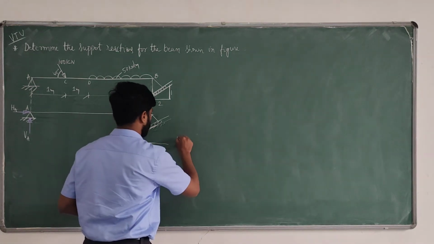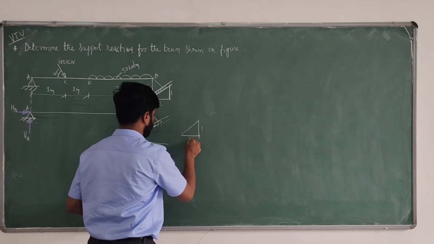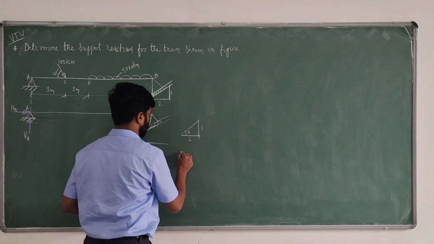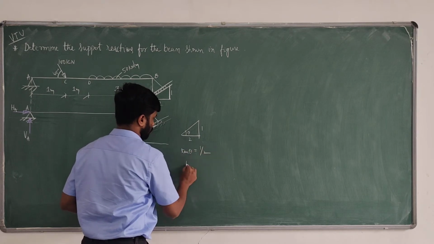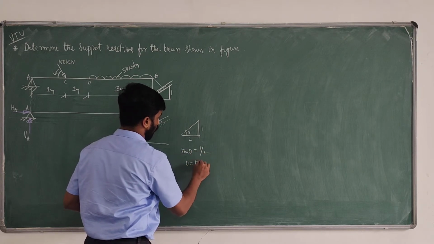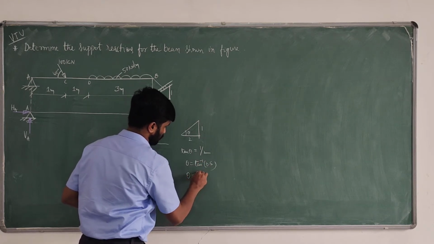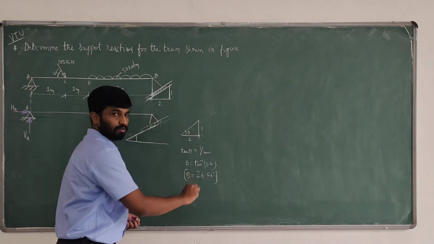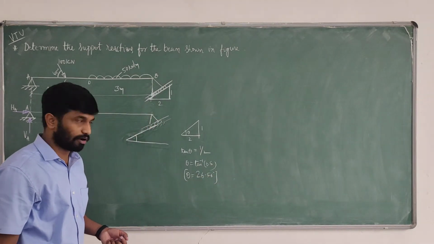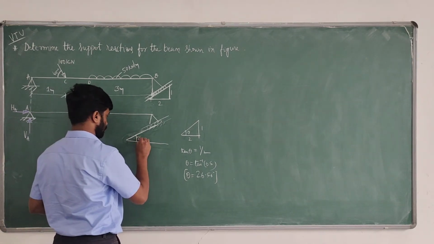Determine the angle. The slope given is like this, 1, 2. Determine this theta. Apply tan theta. Tan theta equals opposite by adjacent. So theta equals tan inverse of half, tan inverse of 0.5. What is the value of theta? 26.56 degree.